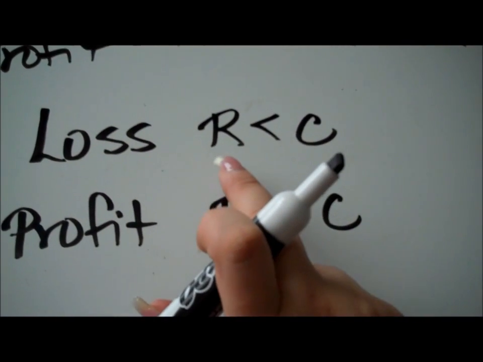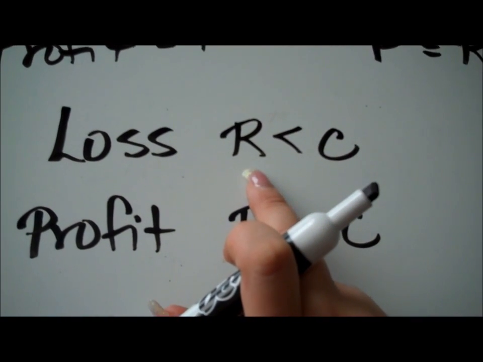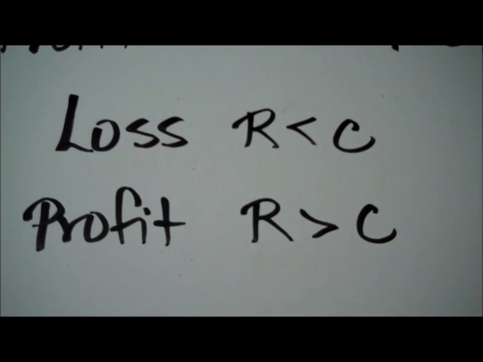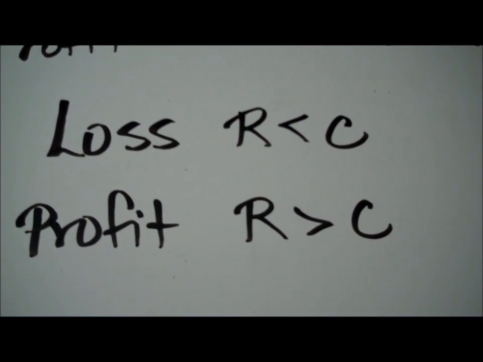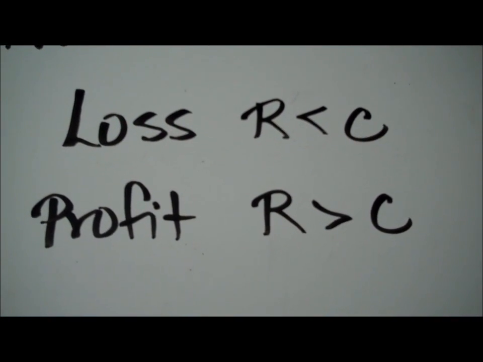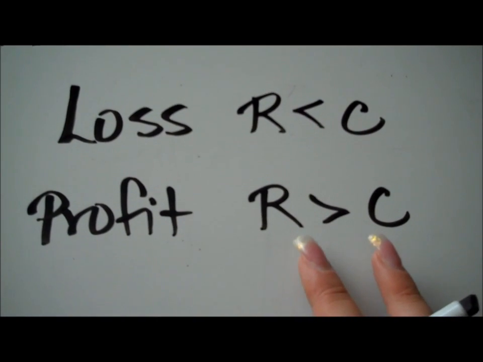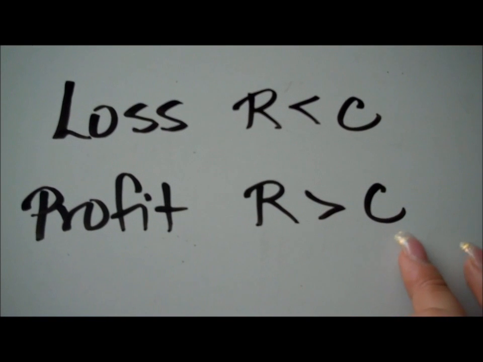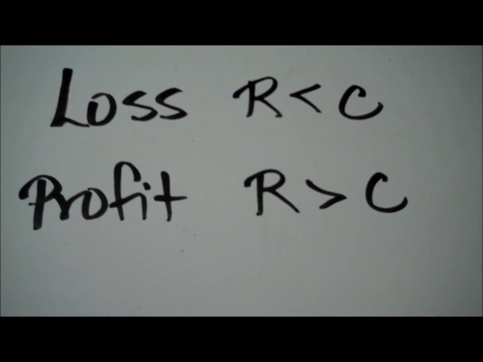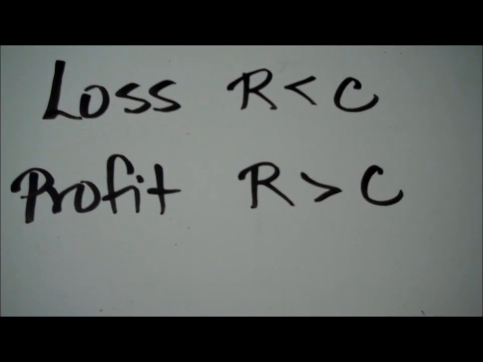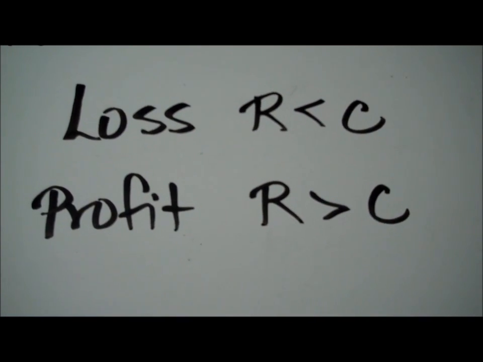So, if I sell less than what it costs me to make something, then I'm going to have a loss. I'm not going to have any profit or any gain. If I'm going to have a profit, that means I have to sell more or I have to make more money than what it cost me to supply or to make a certain item. Okay? That is going to be needed for our next problem.